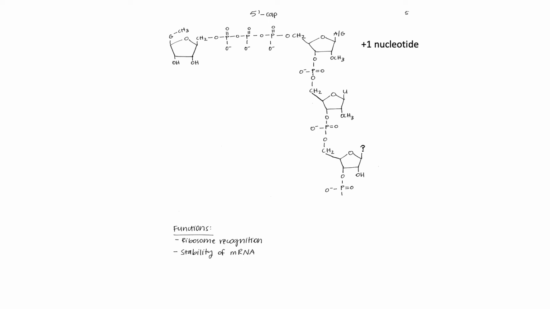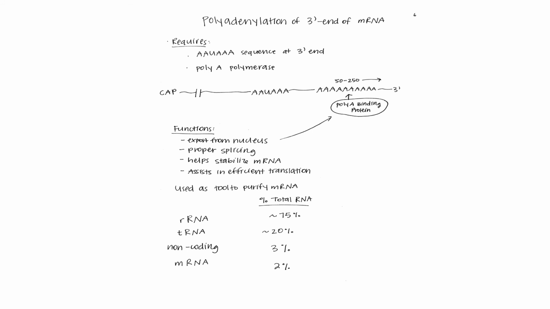And then the last thing I want to talk about today is the polyadenylation. So the 3' end of all messenger RNAs except histone messenger RNAs, every other messenger RNA in the cell is polyadenylated. Polyadenylation is a series of adenine residues at the 3' end. So what's required is the AAUAAA sequence that activates the enzyme that causes the polyadenylation.